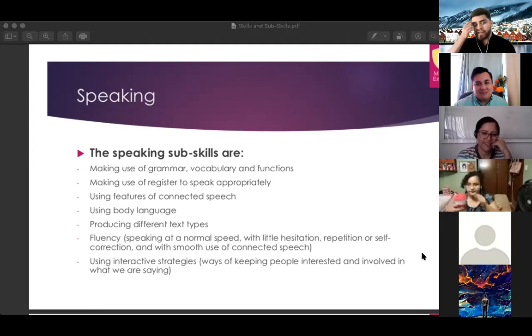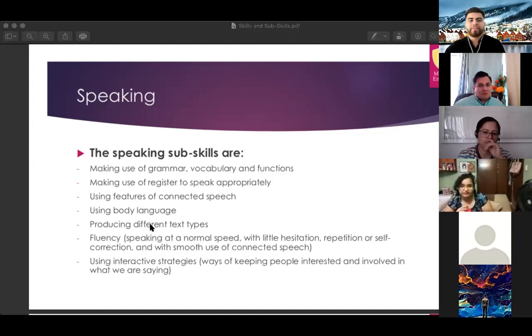Okay. And something that might be difficult now with online classes is using your body language, right? Sometimes our students don't even activate the cameras, or I don't know if your students activate the cameras, but sometimes mine don't. So it's very difficult if you can't see the person that you're talking to, because body language says a lot, right?